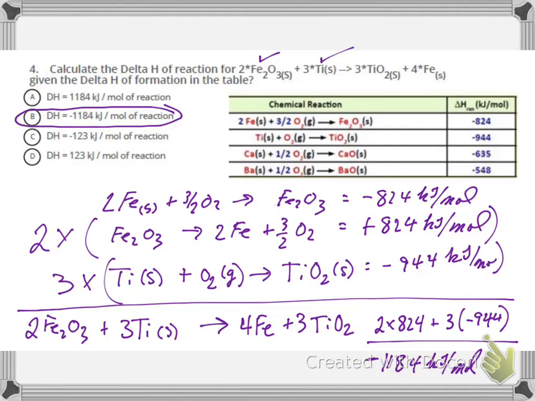So keep in mind, you're often given only formation types of reactions, and if that's the case, you may have to reverse a reaction and add it together if you're given that type of information.